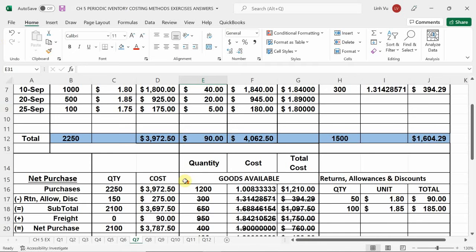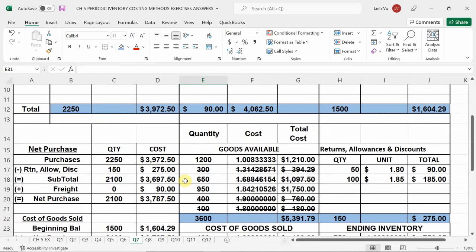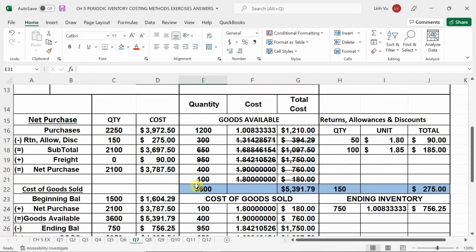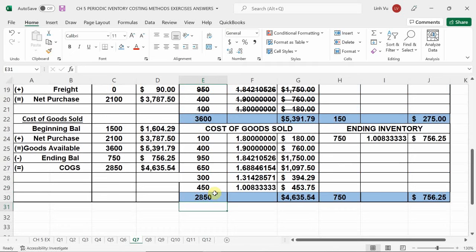All right, so welcome back to the Chapter 5 review. We just finished LIFO, okay? We got to see what happens when we have beginning inventory and also include returns and allowances and so on and so forth, and how we calculate it, okay?